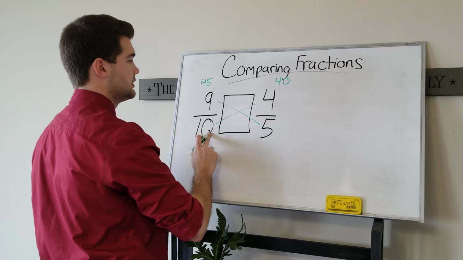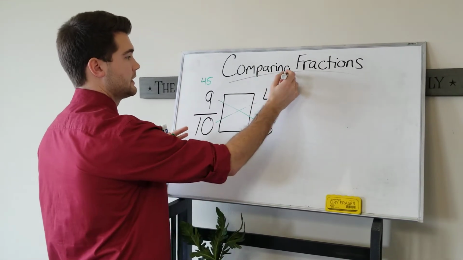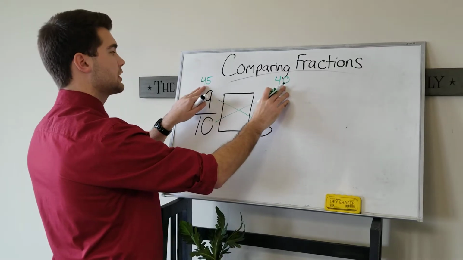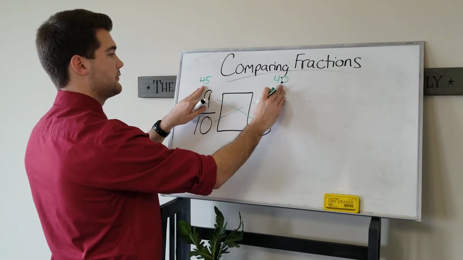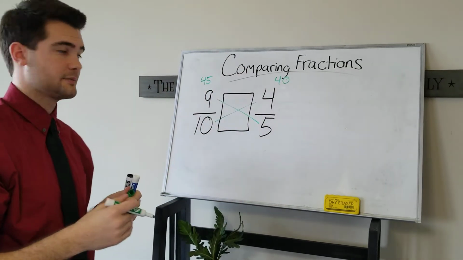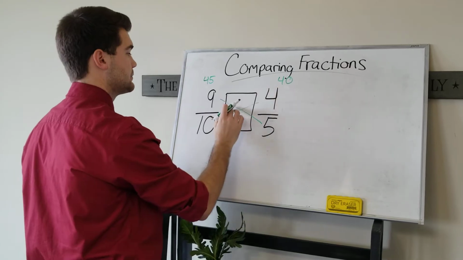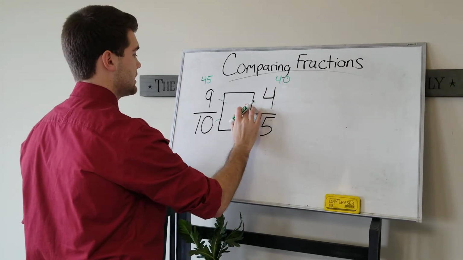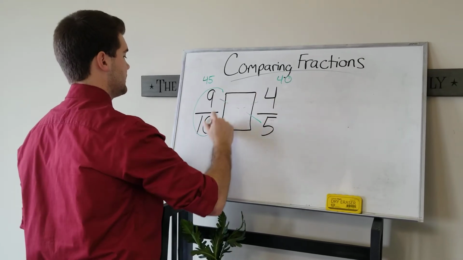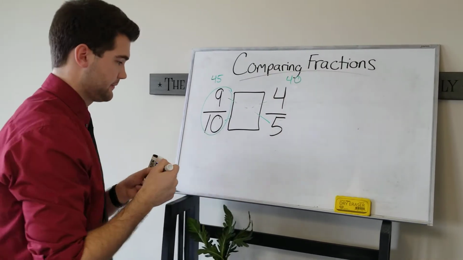When you do this, make sure that whatever you start from the bottom to the top, the number will go on the top. Then you look at these two numbers, 45 and 40, and whichever is bigger means the fraction on its side is bigger. We know that 45 is bigger than 40, so 9/10 is greater than 4/5.